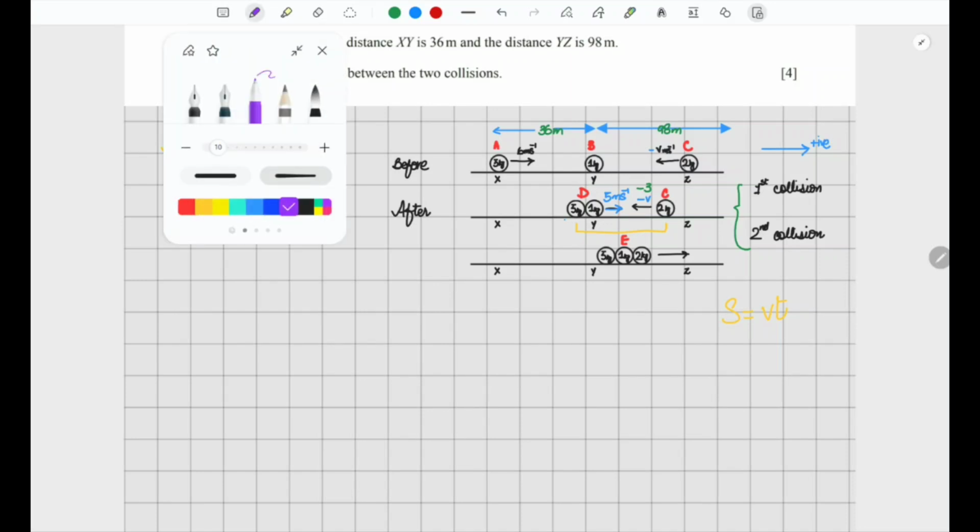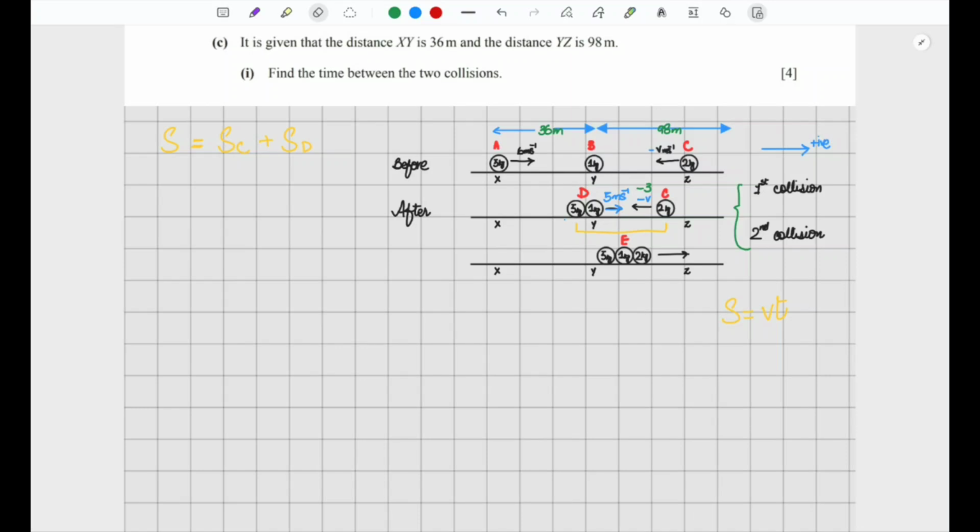Okay, I hope it makes sense to you that the distance that is going to be covered by particle C to reach somewhere here, plus the distance covered by D, will add up to this distance s. Okay, and we need time for this.